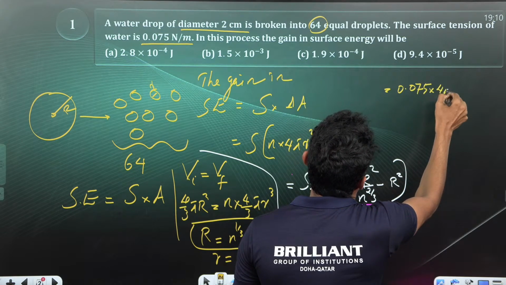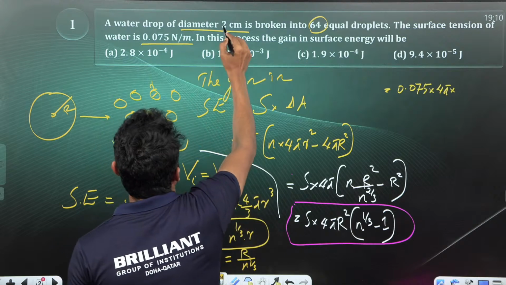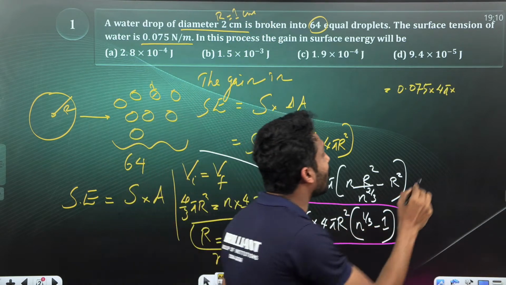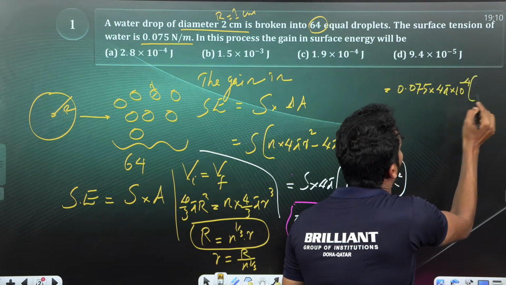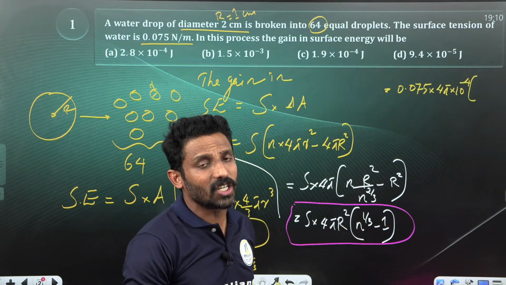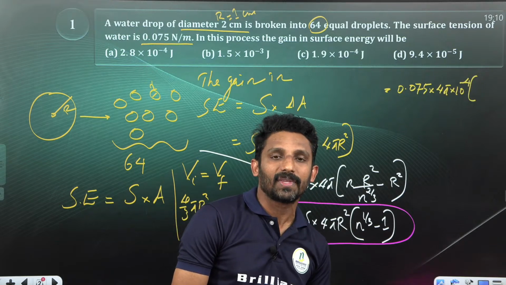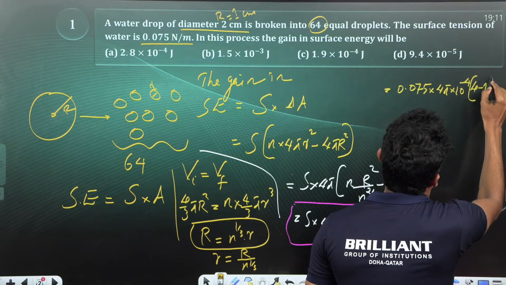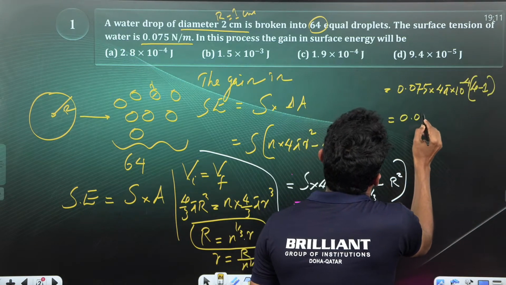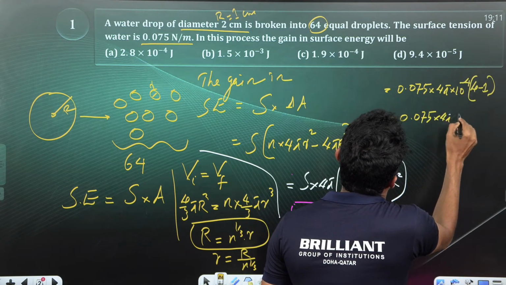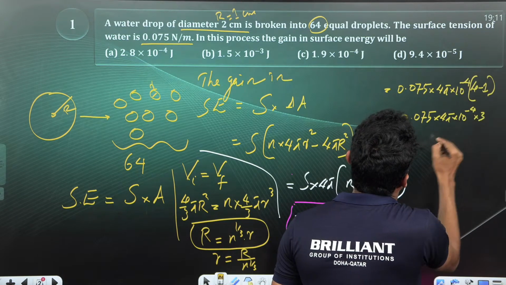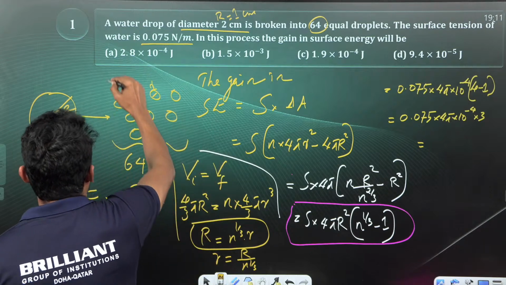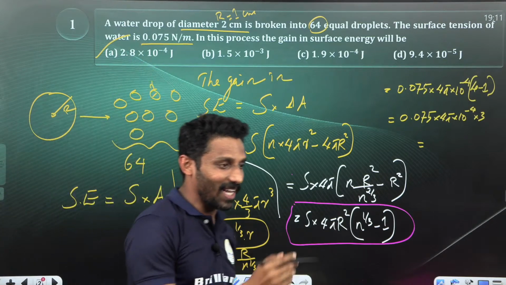0.075 into 4 pi into radius square. See, the diameter is 2, so radius is 1 centimeter. Its square is 10 raised to minus 4. Now n raised to 1 by 3, that is 64 raised to 1 by 3, the cube root of 64, is equal to 4. 4 minus 1 is 3. Clear? 0.075 into 4 pi into 10 raised to minus 4 into 3. We solve it and get the answer, which is option A, 2.8 into 10 raised to minus 4 joule.